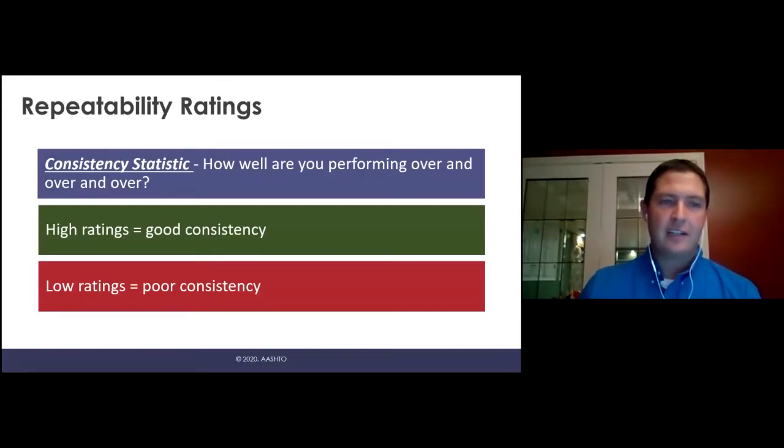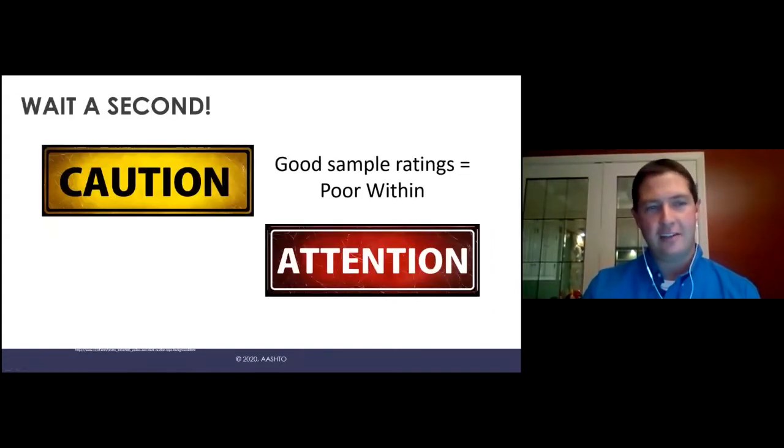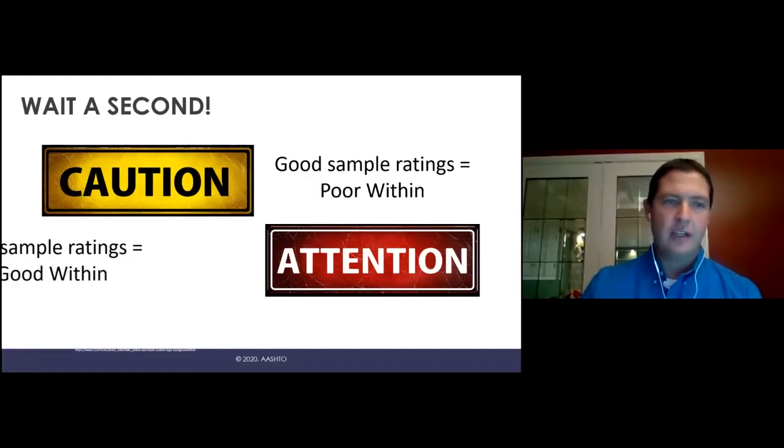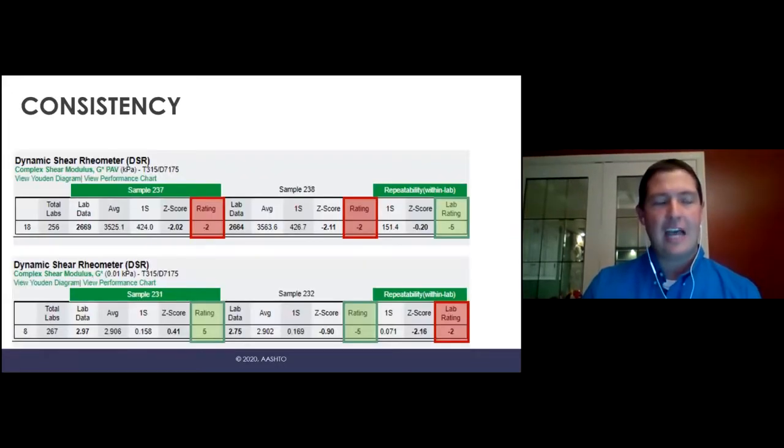So the next slide is going to be a little bit of a, wow, how is this possible? We got to say, hang on a second, you got to take a look at this. You can have good sample ratings, but you can have a poor within value. And you can also have bad sample ratings with a good within value. Like I said, it's a measure of consistency. And this is one of the common questions we get. Well, how can that happen?